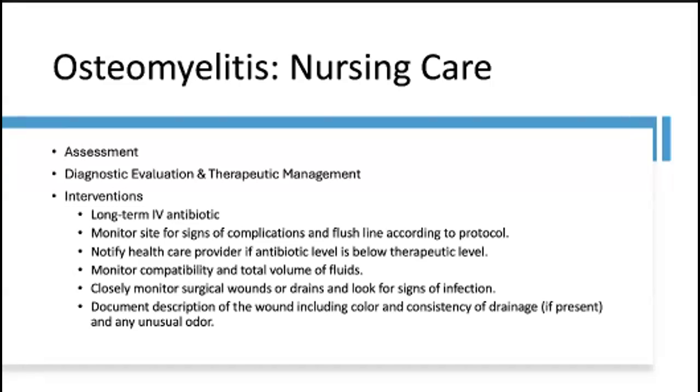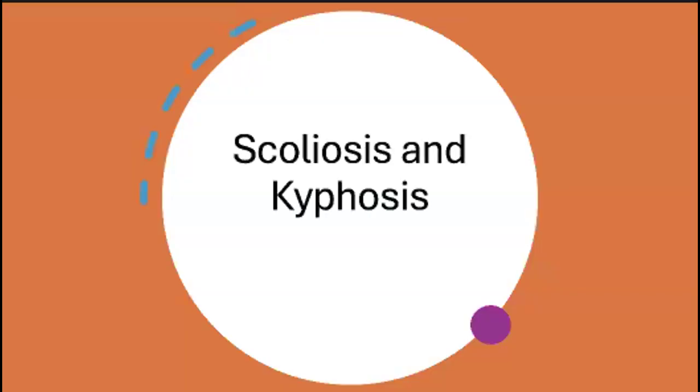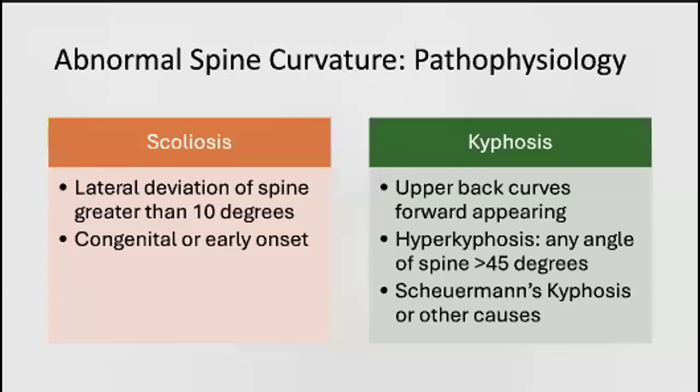Next, we're going to go on to scoliosis and kyphosis. Scoliosis is an S-shaped lateral deviation of the spine greater than 10 degrees. It can be congenital or it could be early onset. And then kyphosis is when the upper back curves forward. We can have hyperkyphosis, which would be greater than 45 degrees.